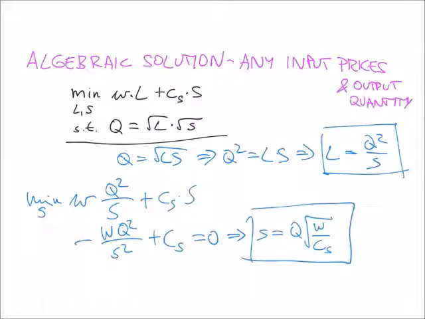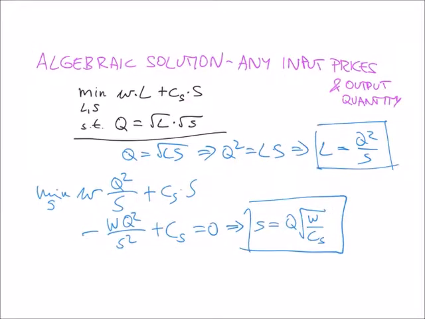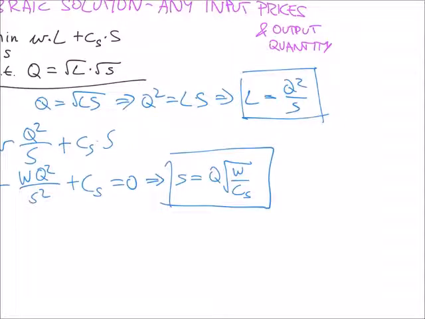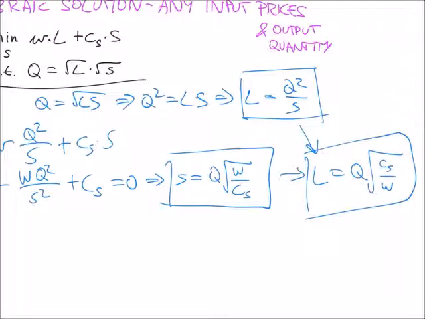Okay, so that's one input. What's the other input? The other input is L. But we already have a formula for that, right? So we can use this and this to say L should equal, we just plug in what we got for S. We plug that in here, and we get L equals Q times the square root of CS over W. Okay, so that's almost our solution, because we don't have the cost function quite yet. To get the cost function, what do we need? You just need, yeah.